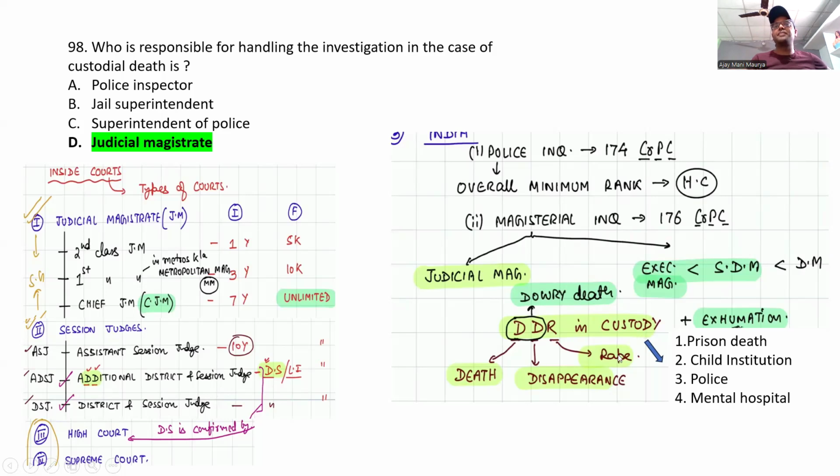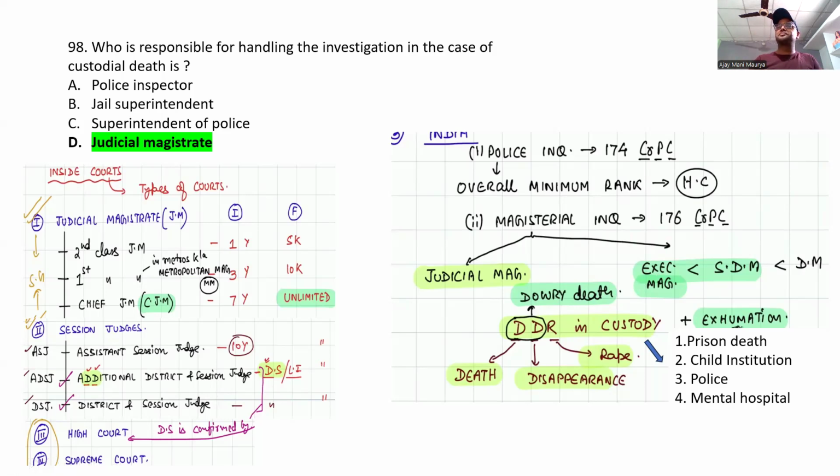The judicial magistrate handles death in custody, rape in custody, and disappearance, like prison death, child institution, if the child disappears, police cases, and mental hospital cases. It is all seen by the judicial magistrate. Only the dowry death is seen by the executive magistrate. Dowry death is by the executive magistrate.